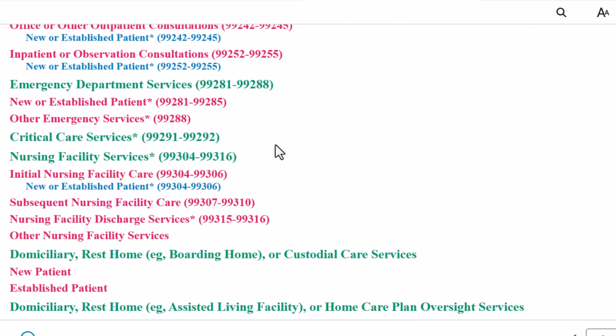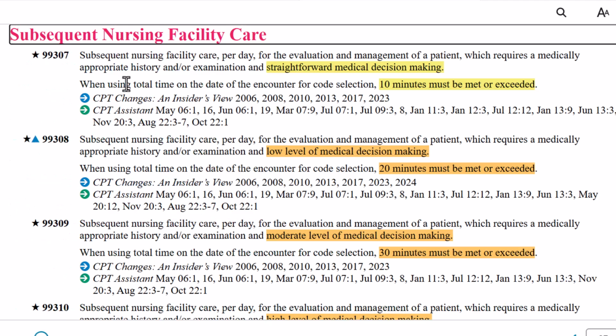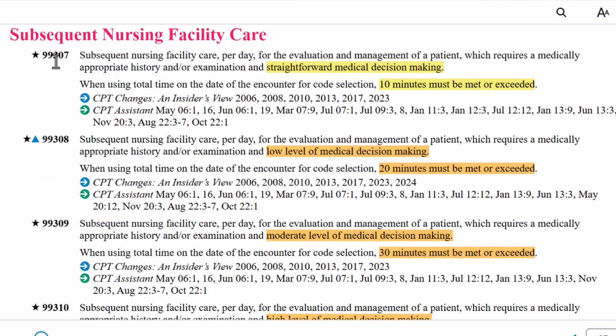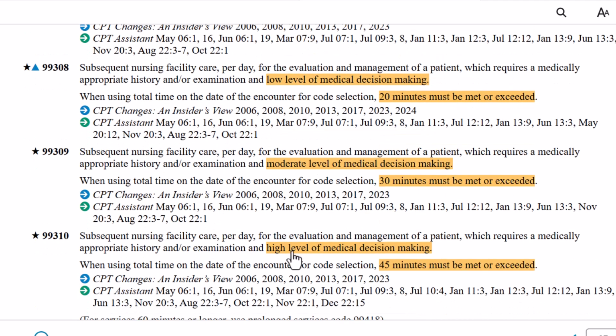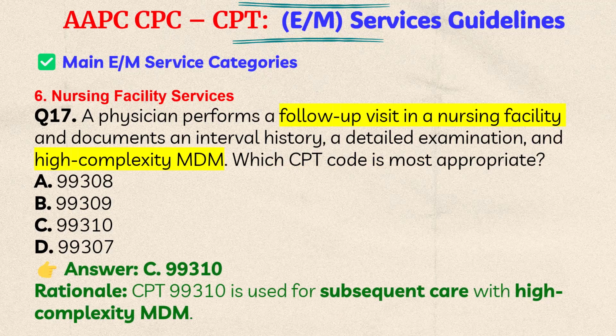Nursing care facilities. So this is a subsequent nursing care facility. When you go to the subsequent nursing care facility, code 99307 is straightforward medical decision making. 99308 is low level of medical decision making. 99309 is moderate level of decision making. 99310 is high level of medical decision making. So the correct answer is answer C, 99310.